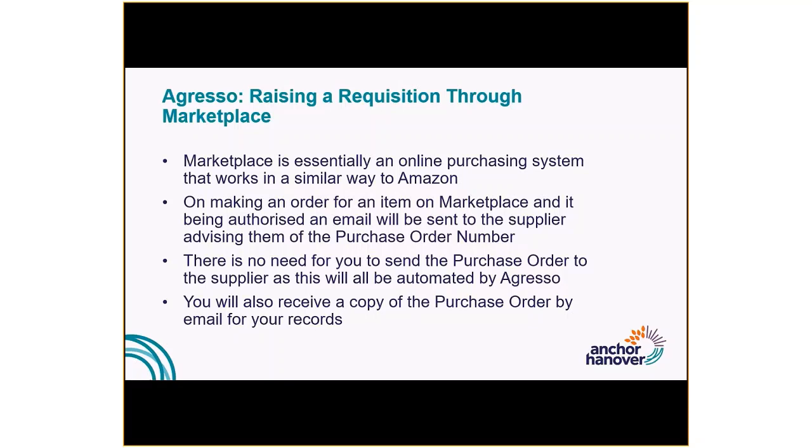Having made a purchase via Marketplace and upon financial approval of the requisition by the relevant cost code budget holder, Agresso will generate a purchase order with a purchase order number. The purchase order is automatically sent to the supplier and a copy is emailed to you, the requester, for your own information and records. There is no need to send purchase orders on to suppliers, as the system will do this for you.